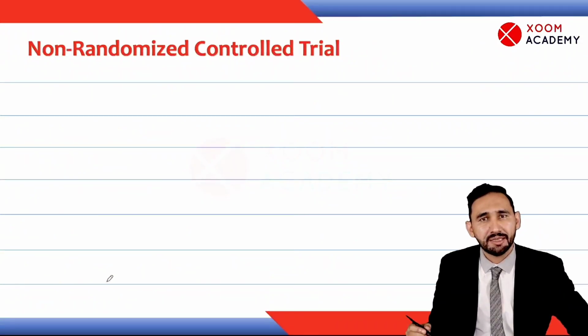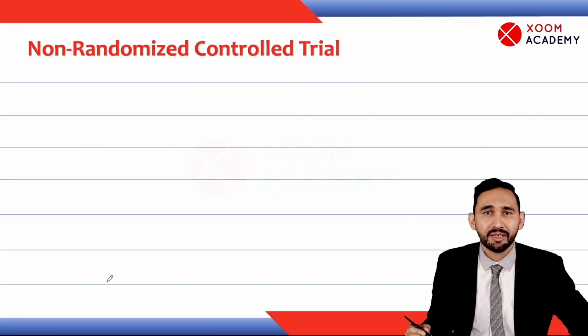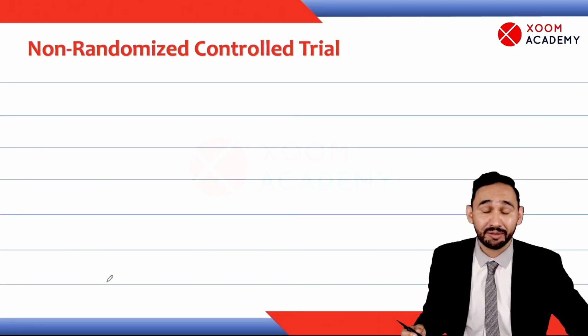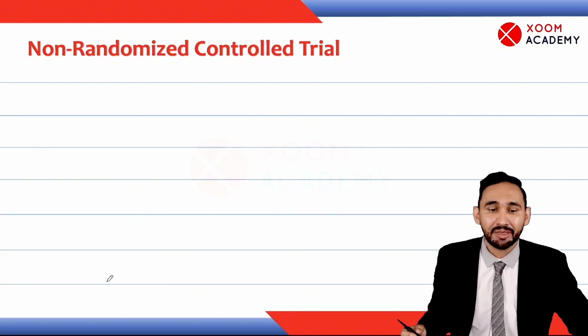Randomized controlled trials are used when only a single group is studied. Intervention is done on a single group. There is no placebo group or there is no comparison group. Sometimes it is not possible for researchers to add two groups or to take two groups because it may take longer duration of time. So we do non-randomized controlled trial.